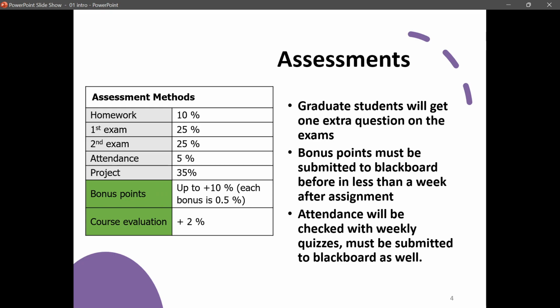And I guess the last thing you can earn in this class is a 2% bonus for course evaluation. If you submit the course evaluation at the end of the semester, and just send me the receipt, or I'll put the receipt on Blackboard, receipt of the submission, you will earn an additional 2%. So your grade is essentially out of 112 points. Any questions? No.